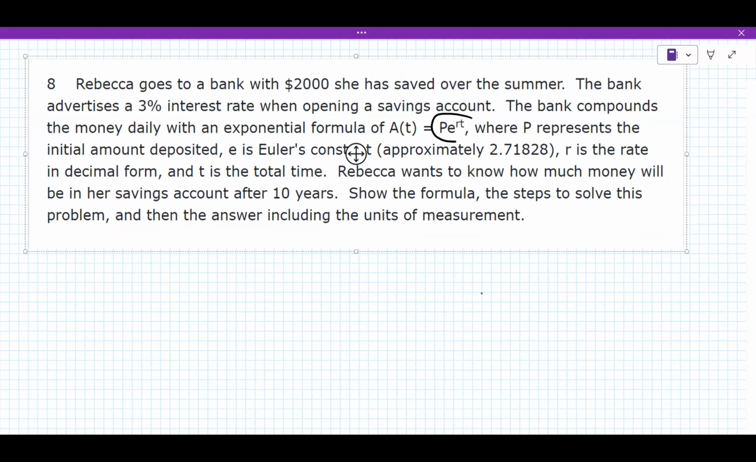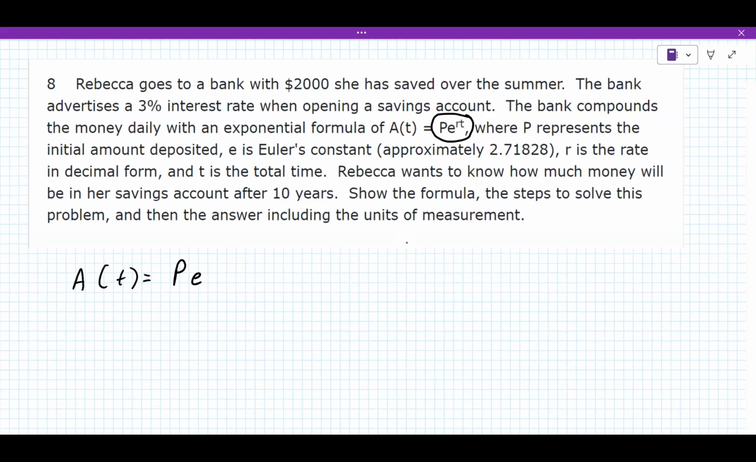So this is sometimes referred to as PERT, P e to the rt, where P represents the initial amount deposited. E is Euler's constant, approximately 2.718. R is the rate in decimal form, and T is the total time. Rebecca wants to know how much money will be in her savings account after 10 years, assuming she doesn't withdraw any money. Show the formula, the steps to solve this problem, and the answer, including the units of measure. We're going to start by writing the formula P e to the r times t power. That's in the exponent.